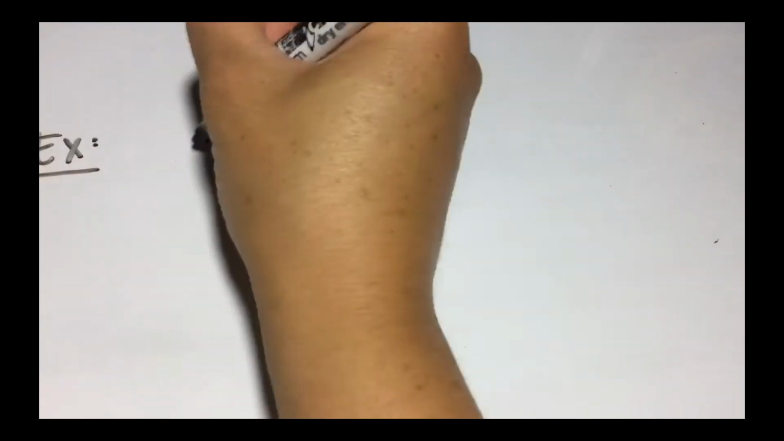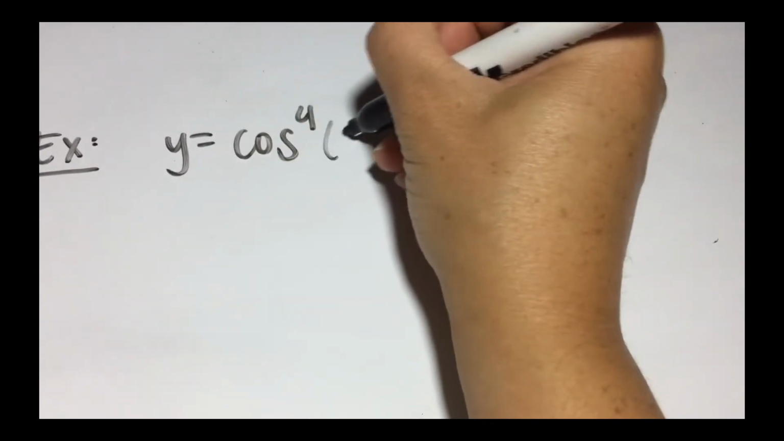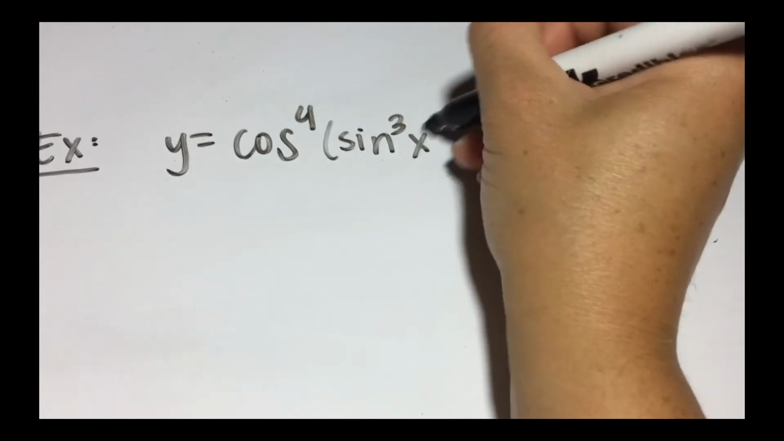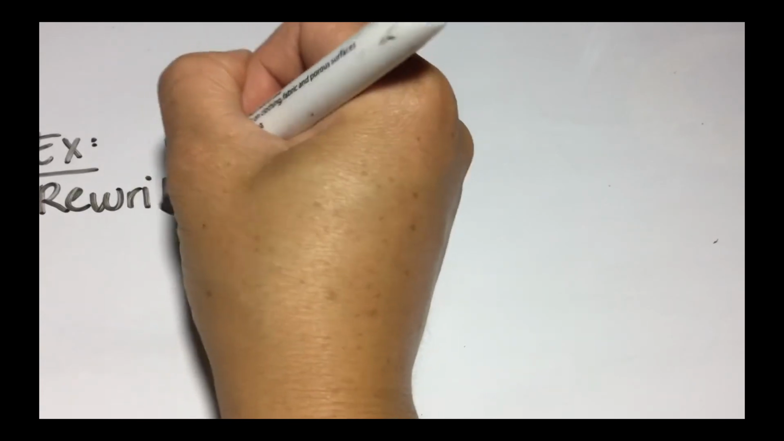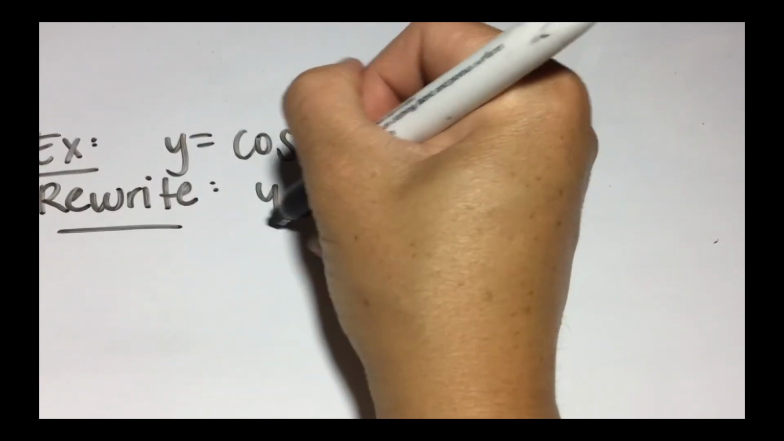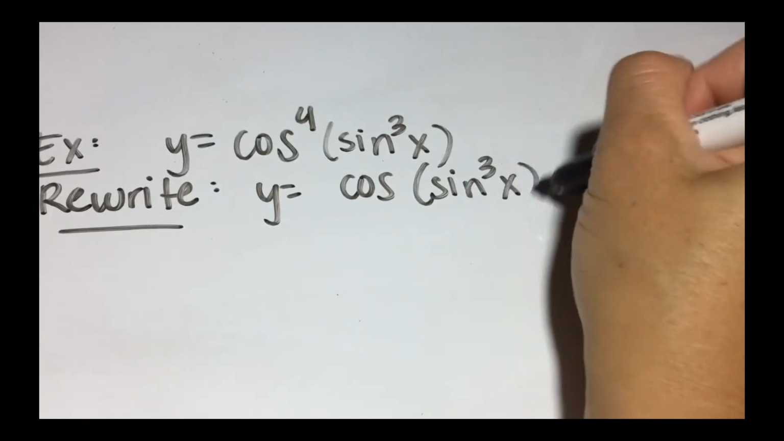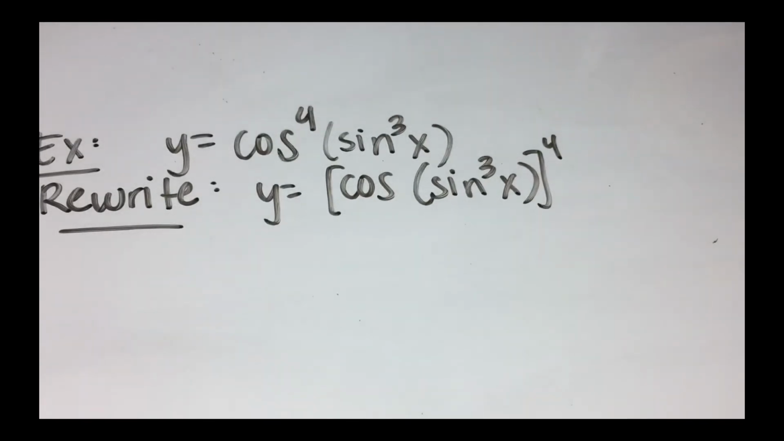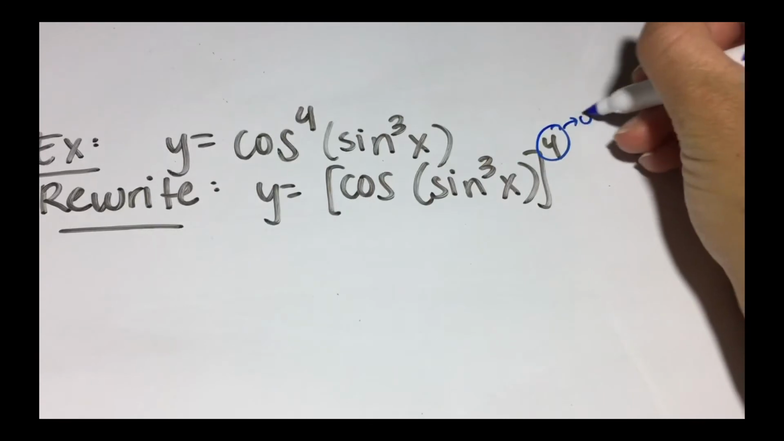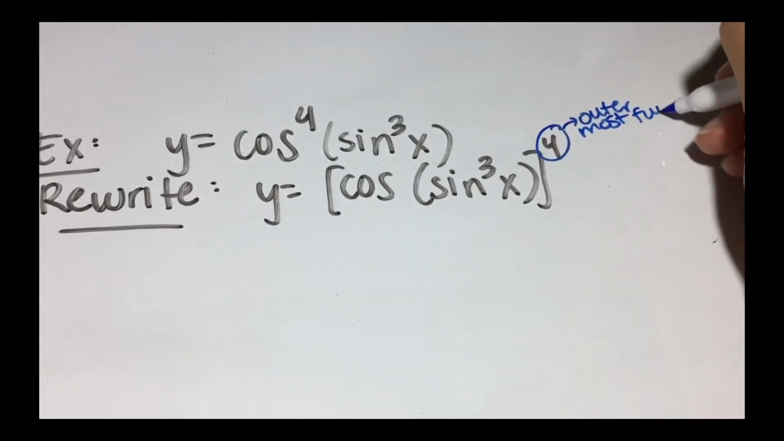And now for the second example, this will be one where we are going to apply the chain rule more than once because there are multiple inner functions. Once again, I'm going to start by rewriting this with the power on the outside of everything. So I have y equals cosine of sine cubed x all to the power of 4. So once again, now I can see that my outer function is going to be the power of 4. So I know to apply the power rule first.